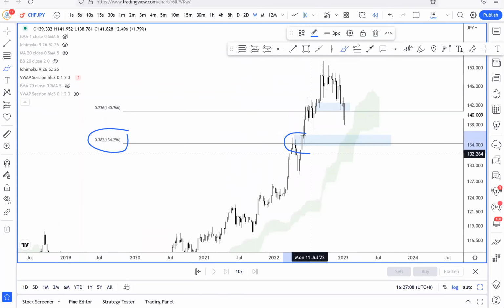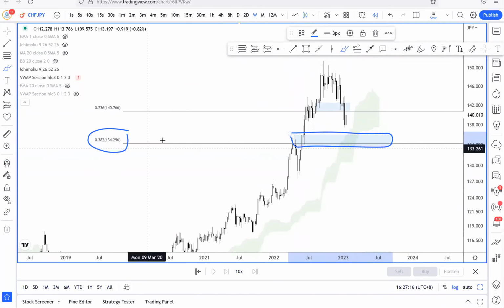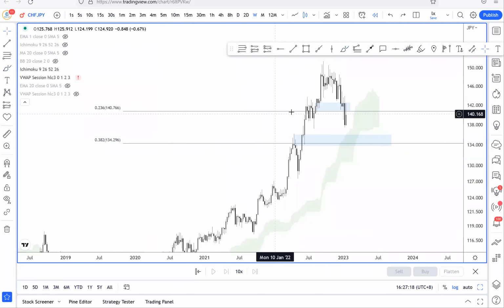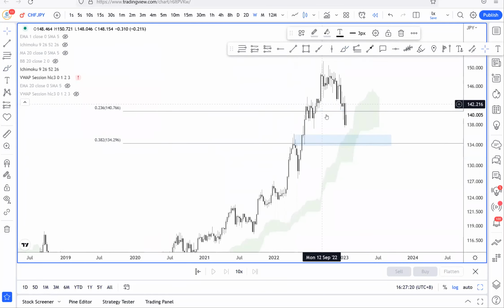And it also lines up with the supply region, right? So you can see price pushed up. We saw that sharp reversal, and right now it's becoming a resistance turned support area. It's also in line with the 38.2%. So this is the bigger picture.